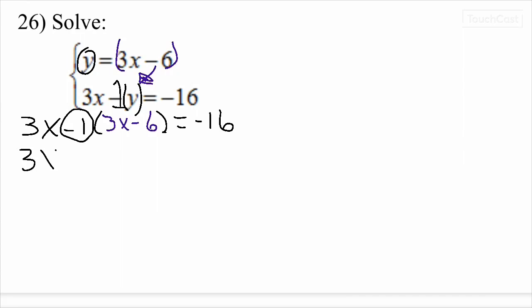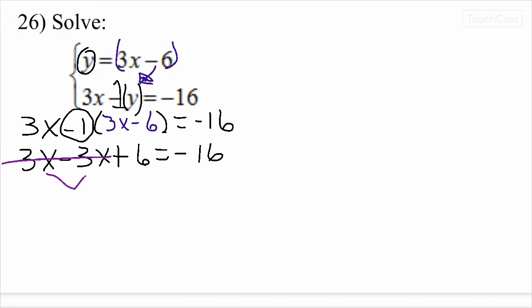So 3x stays the same. Negative 1 times 3x is a negative 3x. Negative 1 times negative 6 is a positive 6. And that'll equal negative... oh, what? 3? I don't think so. Negative 16. Cool. All right, now here when I go to combine like terms, they cancel out.